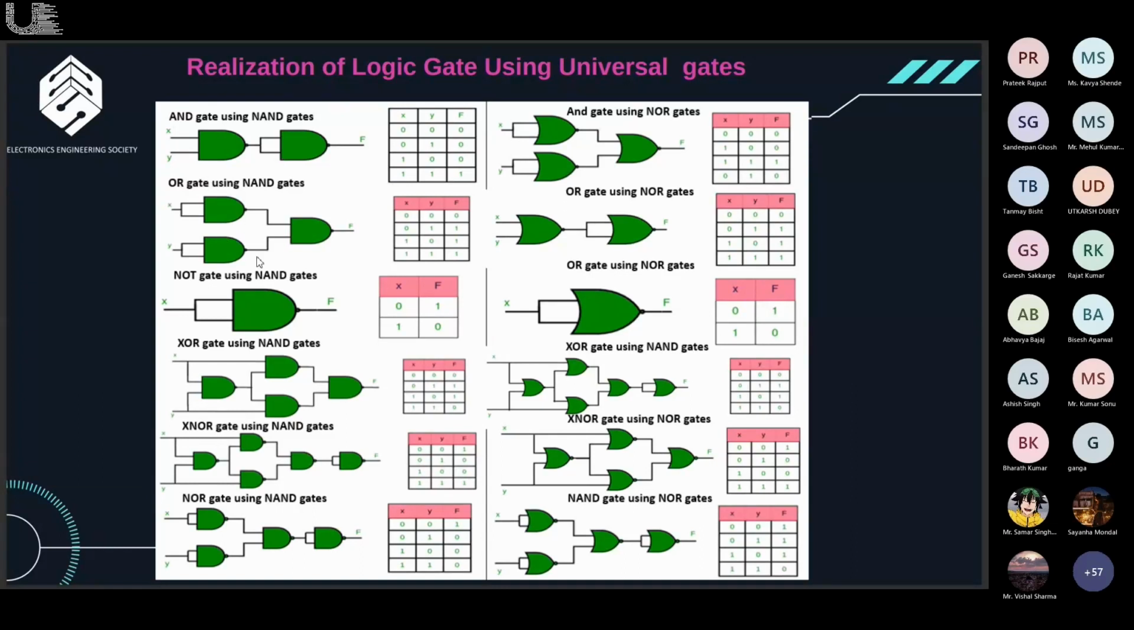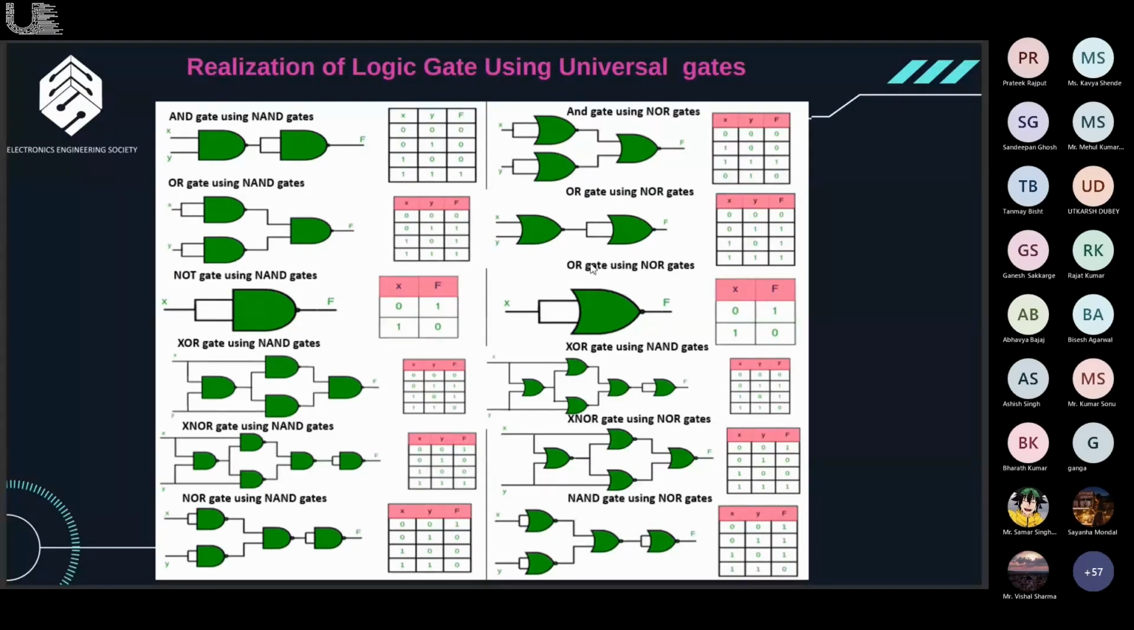Similarly, here you can see how OR gate is implemented, NOT gate is implemented, XOR gate, XNOR gate, any gate can be implemented using NAND gate. Similarly, we can implement any gate using NOR gates.